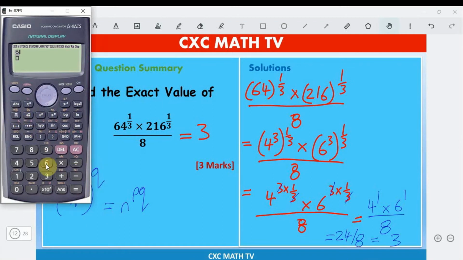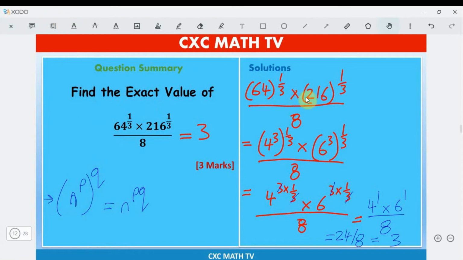So I'm going to put in 64 raised to the 1/3 power. Then I'm going to multiply it by 216 raised to the 1/3 power and divide it by 8. As we can see, putting it in the calculator, we get our 3, which is absolutely beautiful, right? We did that without even using the calculator because we used the law of indices.